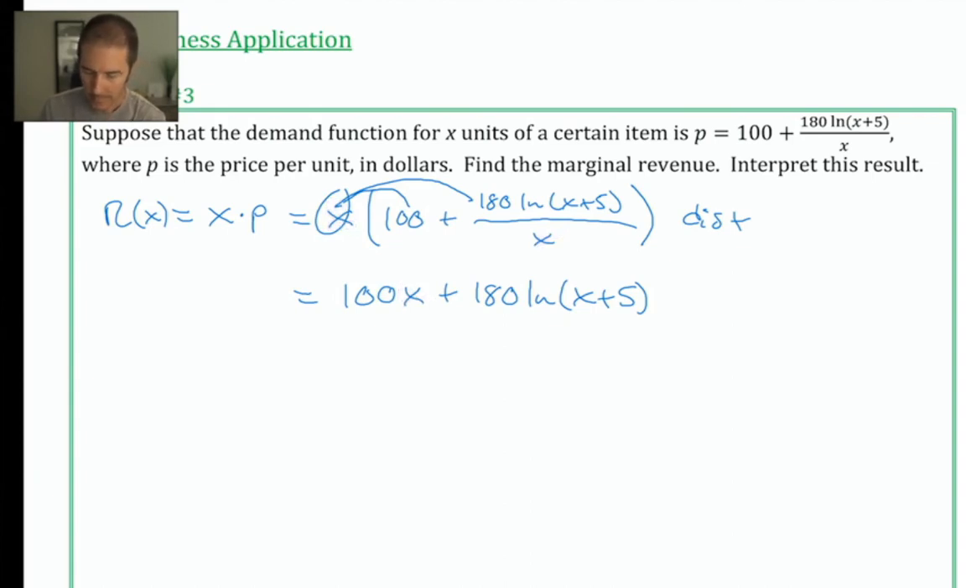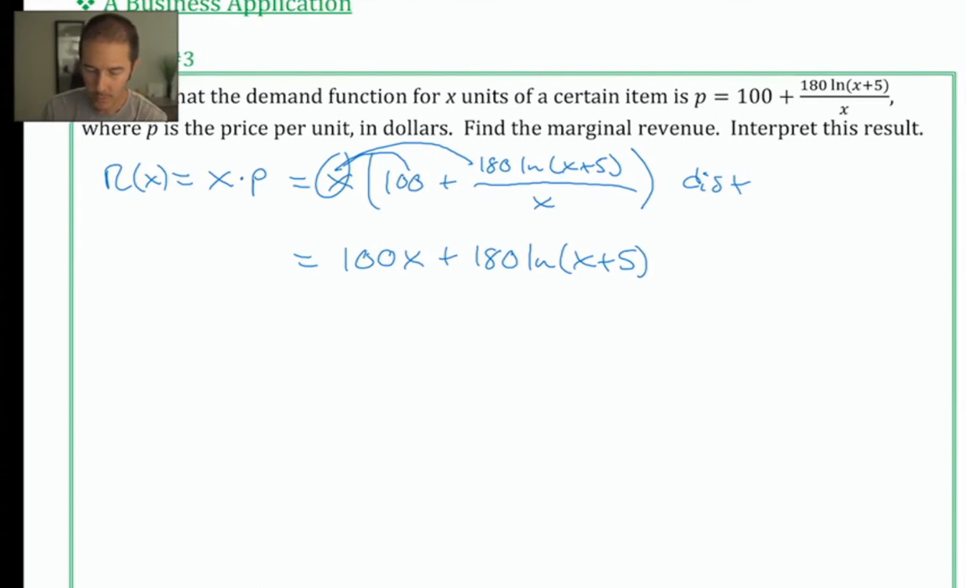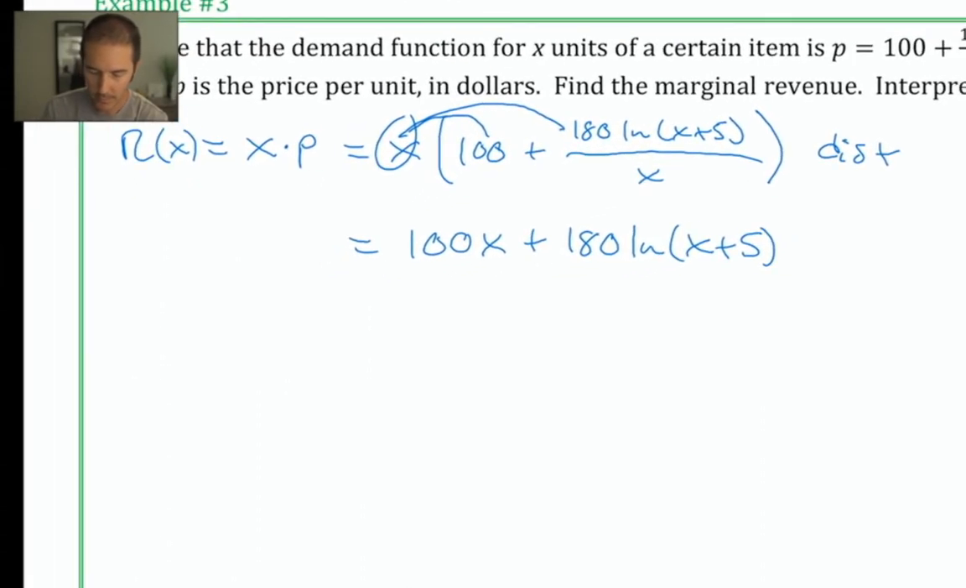Now what? There's no more distributing that we could do, so I think it's probably time for us to find our marginal revenue function. So let's calculate r prime of x, the first derivative. The first derivative of our first term, 100x, is equal to 100. Taking that exponent of 1 that's here, multiplying it by the 100, then decreasing that exponent, which makes it a 0. X to the 0 is equal to 1, so you have 100 times 1, which is 100.